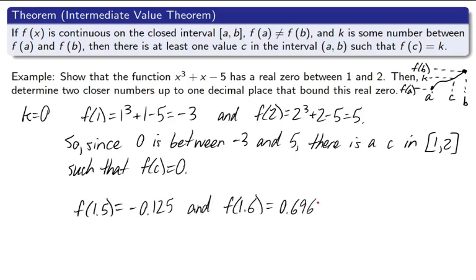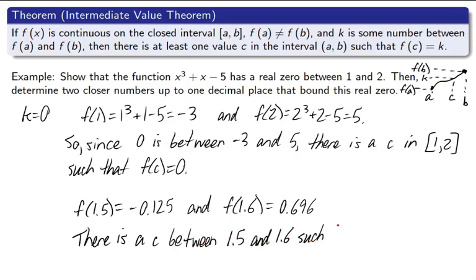I found f of 1.5 and f of 1.6 to switch from negative to positive, and these are the values that I got when I plugged them into the function. So here's what we have. There is a c between 1.5 and 1.6 such that f of c is equal to 0. Now this is pretty helpful. If you were to continue this process, you could zone in and numerically estimate the solution to the equation, which sometimes comes in handy. Even calculators do this sometimes.